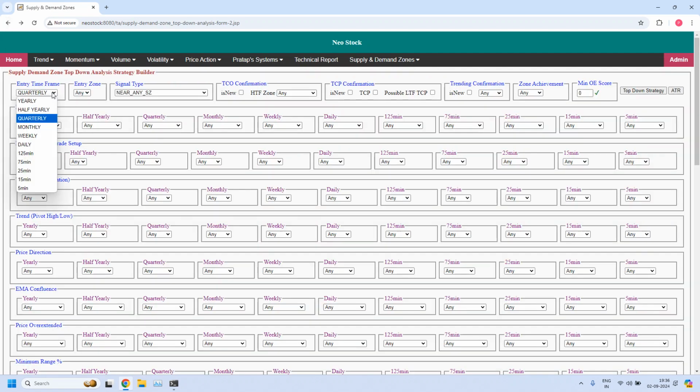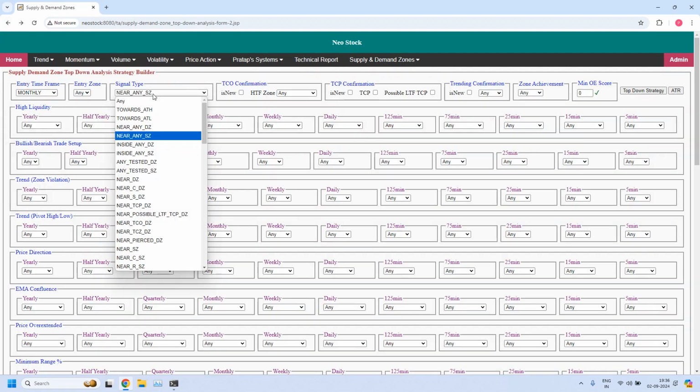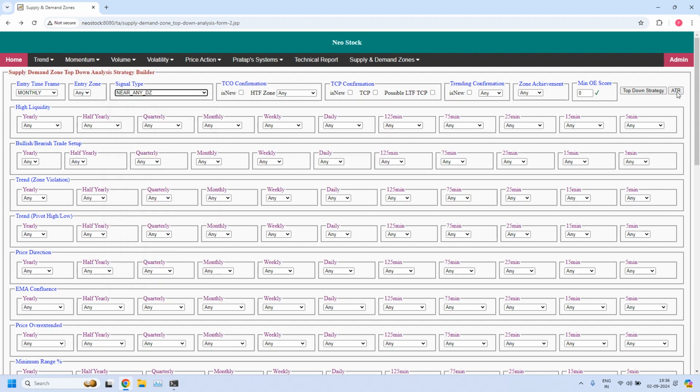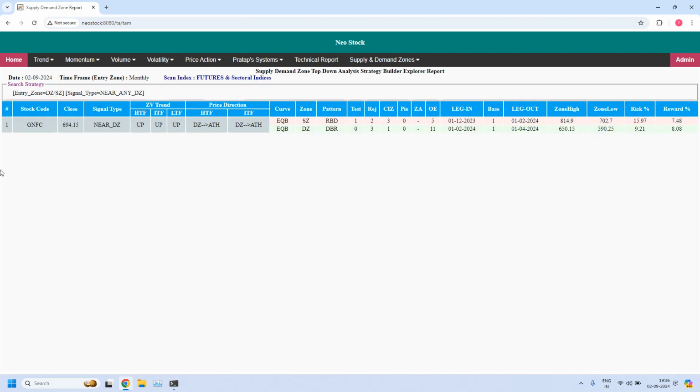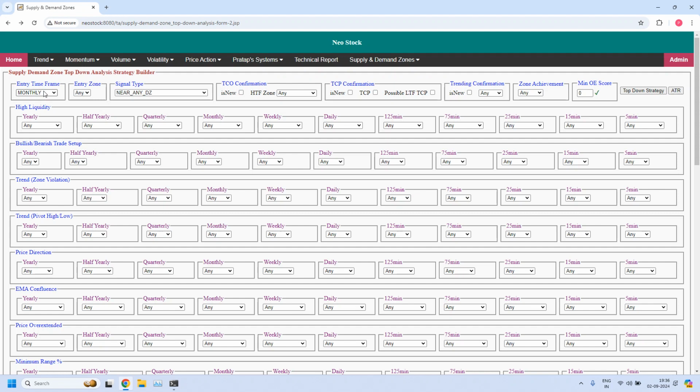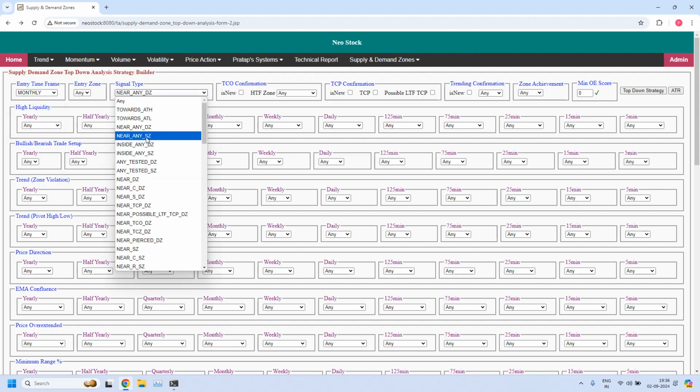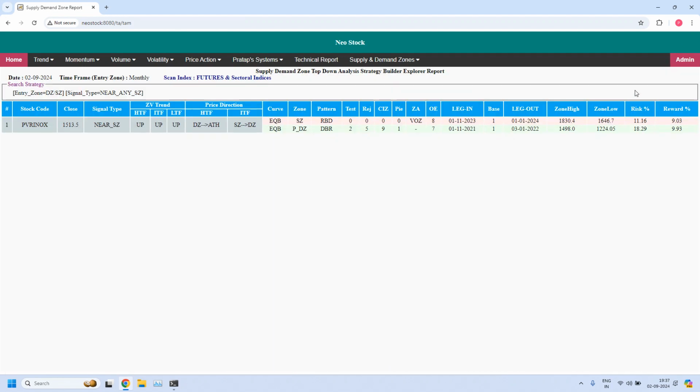The next time frame is monthly. Let us find the stocks near monthly demand zone. One stock is filtered. So next monthly time frame, let us find the stocks near monthly supply zone. One stock is filtered near to the monthly supply zone.